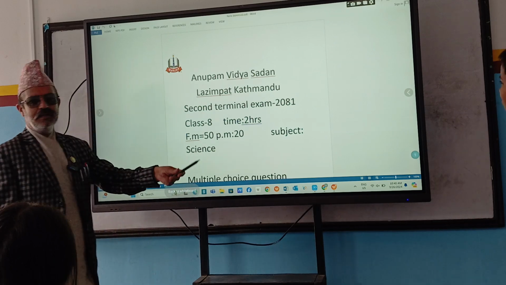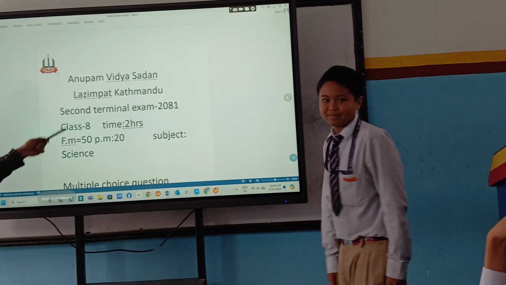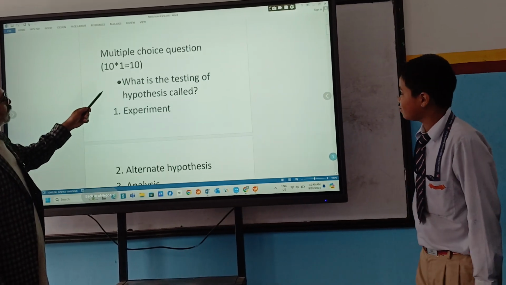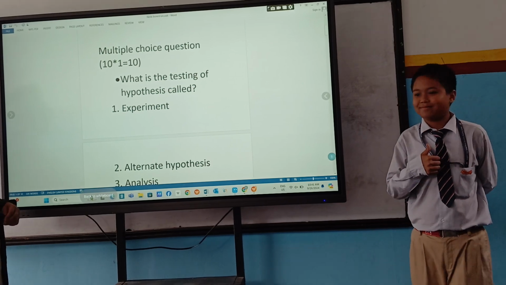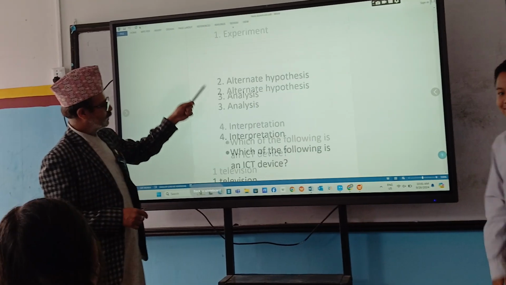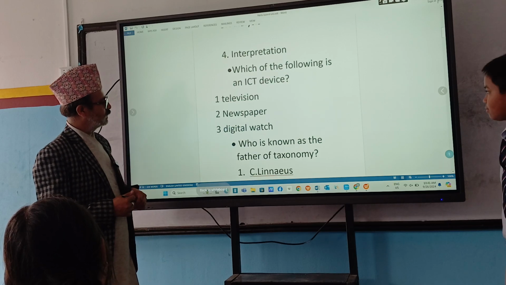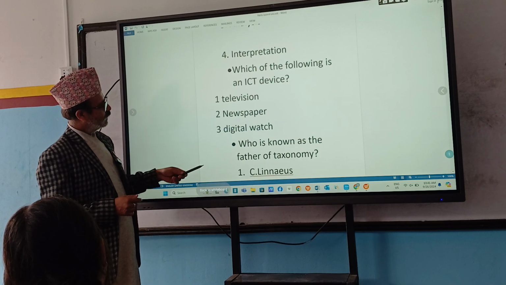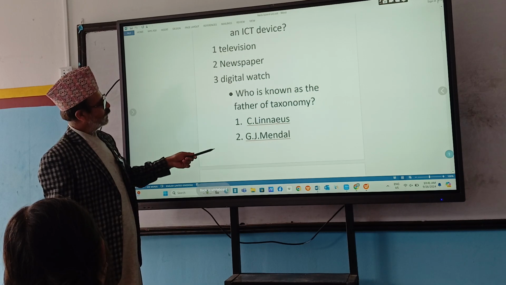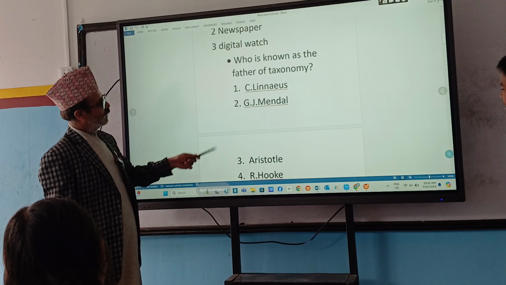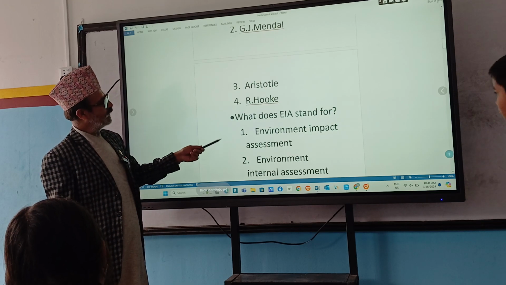So this is prepared by the Niels Bohr group. Amrit Kumar is here. Okay, Amrit, you just check. Hey, everybody see this one. What is the testing of hypothesis called? Experiment. Which of the following is an ICD device? Which is known as the father of taxonomy? Carolus Linnaeus is here. What does EI stand for?